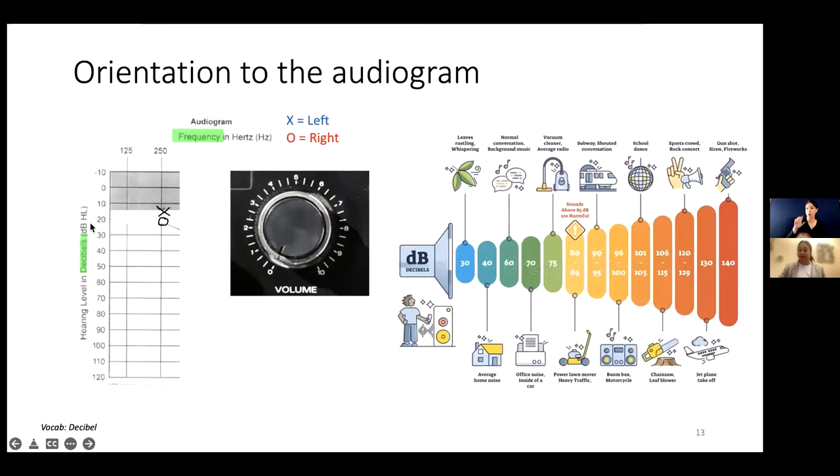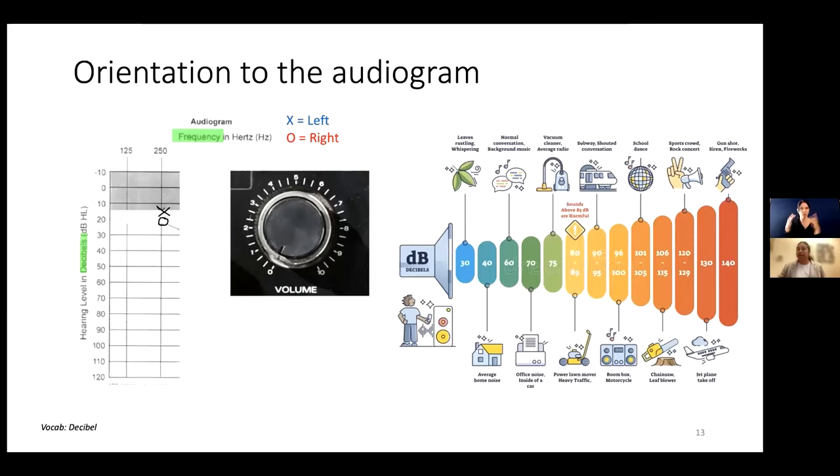Smaller numbers are softer sounds and larger numbers are louder sounds. So on this graph here, negative 10 decibels is the softest sound on the graph, and 120 decibels is the loudest sound. This image here on the right gives some examples of sounds at various intensity levels or volume levels. So leaves rustling is about a 30 decibel sound. A lawnmower, 80 to 89 decibels, and a chainsaw is about 115 decibels. So this just gives us a frame of reference for how loud various sounds are.